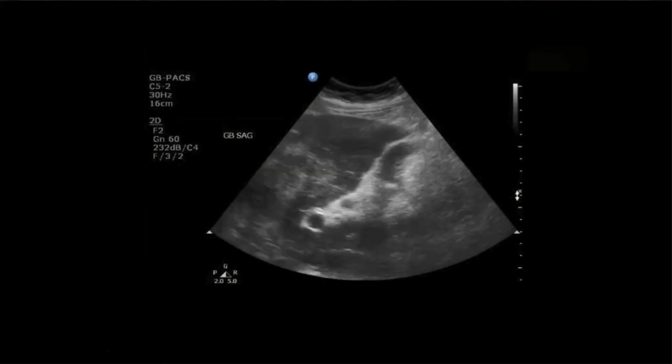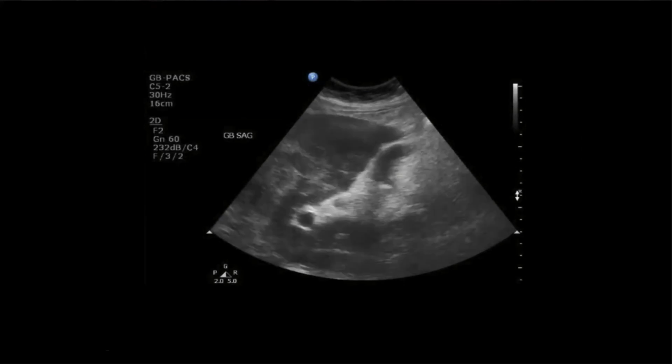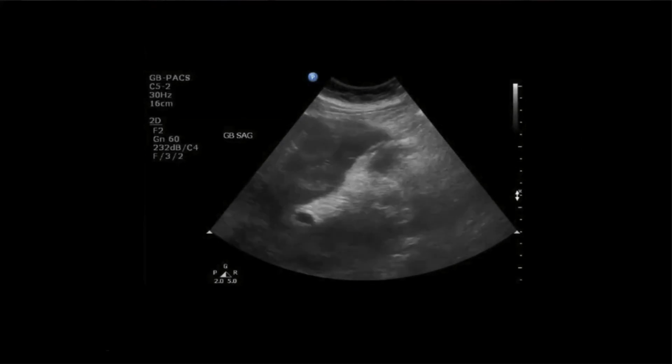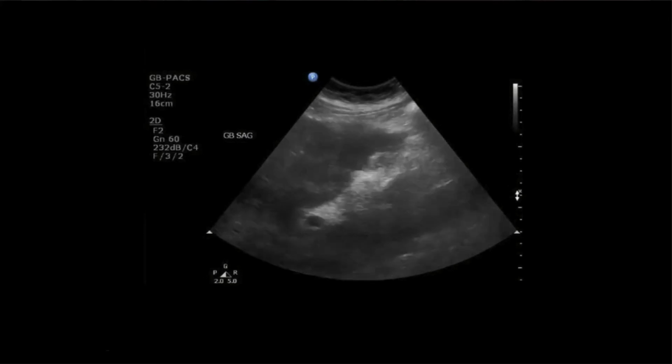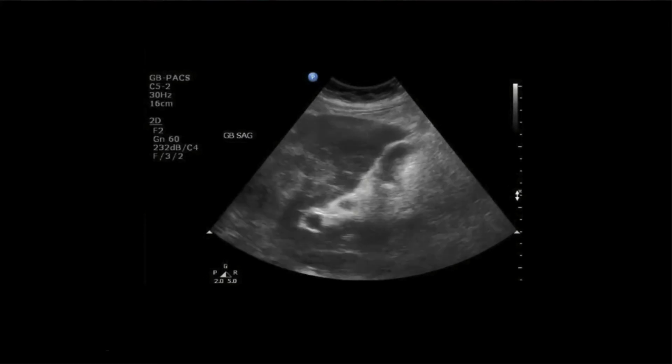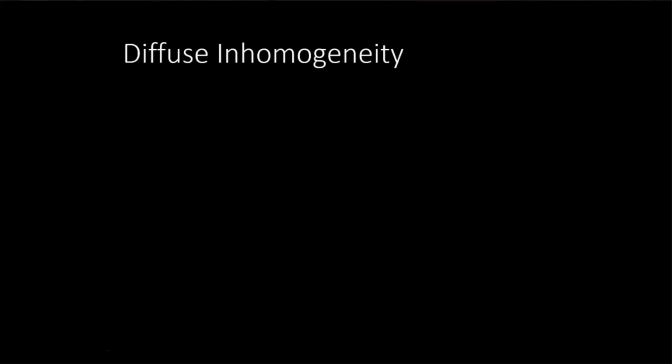Yeah, it's not homogeneous. And Bob asked about pneumobilia or portal venous gas. That's actually pneumobilia in there, in the image we were just on. So this liver is inhomogeneous, and there are several things that can cause that. It's diffuse. It's not just one area that's inhomogeneous.